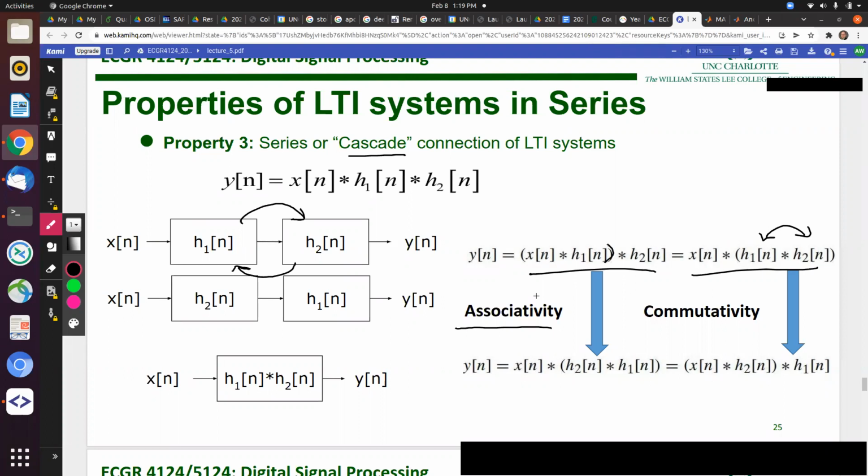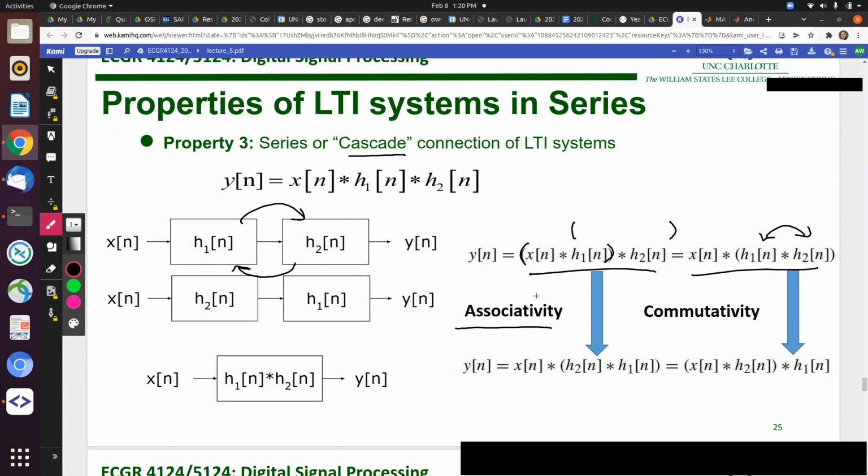Associativity says that if I draw the parentheses here or there, you're always going to get the same result in the end. So in a lot of ways, it acts a lot like multiplication, doesn't it? Multiplication also obeys all of these properties. Any questions about that?